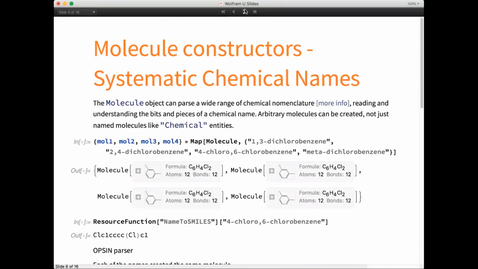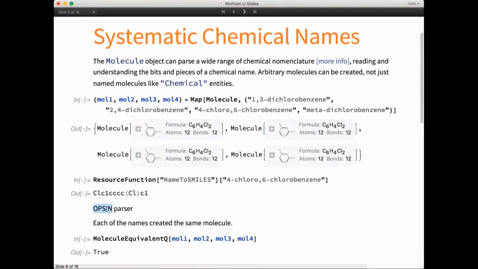So we can also understand chemical names. We have access to a parser that runs locally. This is the Opsin parser. It runs locally on your machine, and so it can turn these chemical names into a SMILES string without needing to call any database, which can make it actually very quick. And so we can create 4 different molecules off of 4 different strings, like 1,3, 2,4, 4,6, or meta-dichlorobenzene, and we can find that they all eventually create the same molecule.